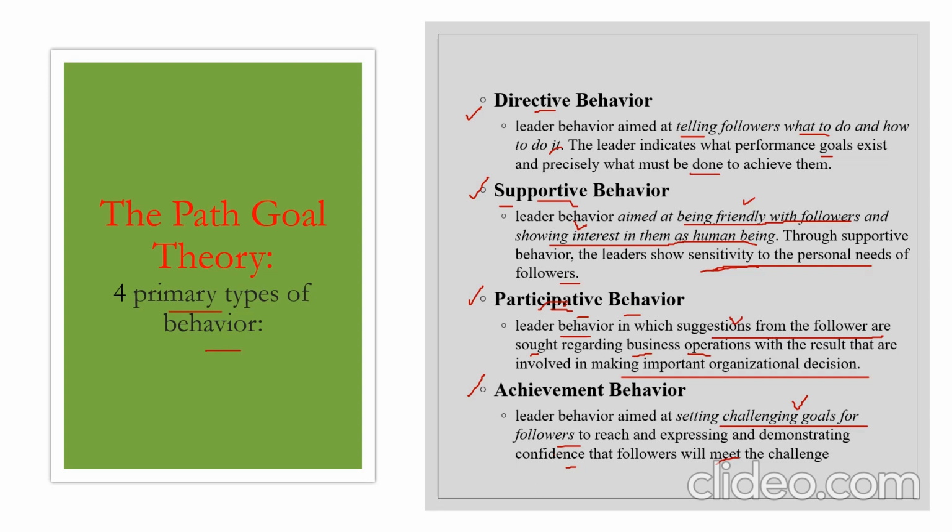Why? Because the leader trusts the employees and the leader has high confidence in the employees. So that is achievement behavior. So which of these four behaviors is the best to be used by the leader? According to path goal theory, there is no one best leadership behavior to be used.